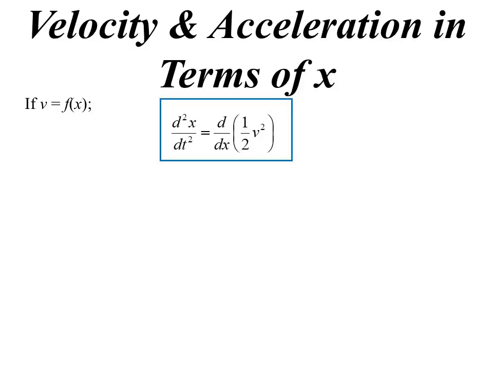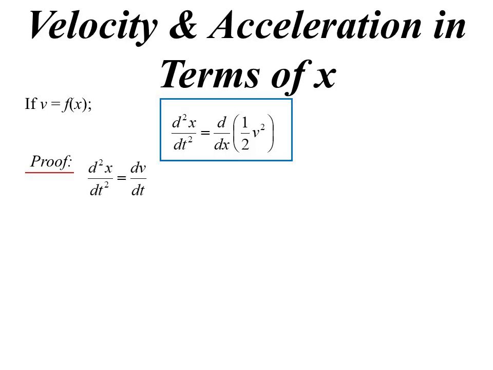So we're going to look at velocity and acceleration in terms of x, because sometimes we're not actually interested when something is happening, we're just interested in where it's happening. Let's assume velocity is some function of the displacement. Now, here's the link between acceleration and velocity. It turns out acceleration is the derivative of a half v squared with respect to x. And this is where we've got to be careful with respect to x.